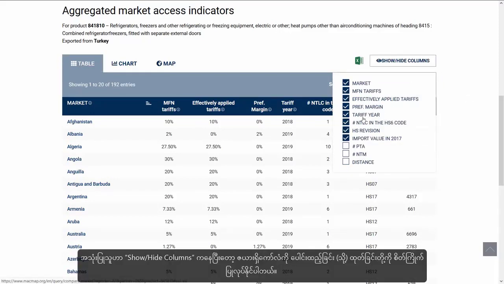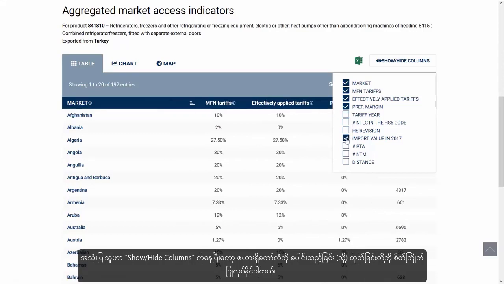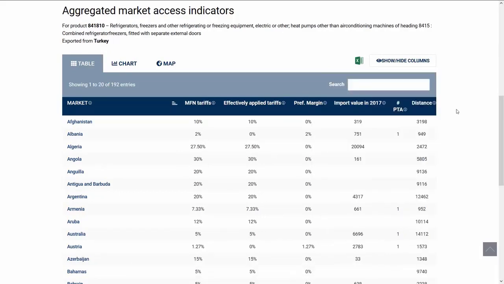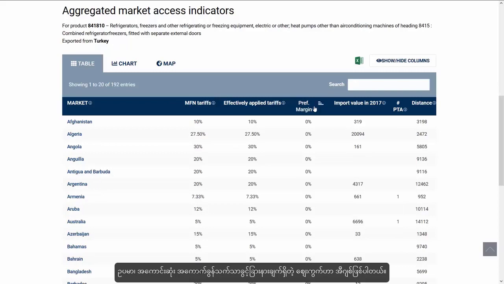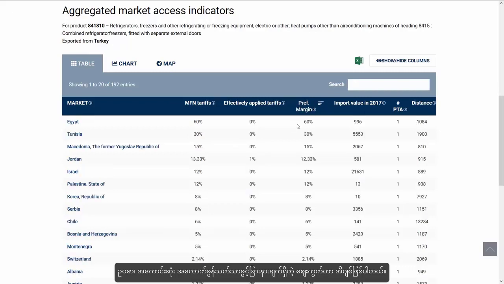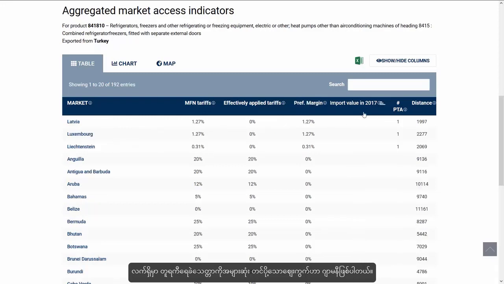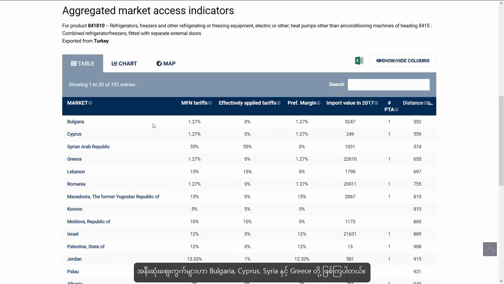The user can customize the table by adding or dropping columns via the Show Hide Columns option. Let's add the number of preferential trade agreements or PTAs and the distance. The user can sort the columns to prioritize the indicator of interest. For example, the market with the best preferential margin is Egypt. The market with the biggest current exports of Turkish refrigerators is Germany. The closest markets are Bulgaria, Cyprus, Syria, and Greece.